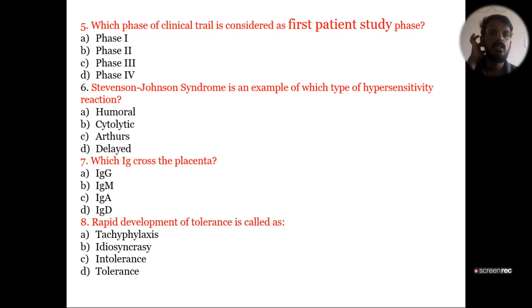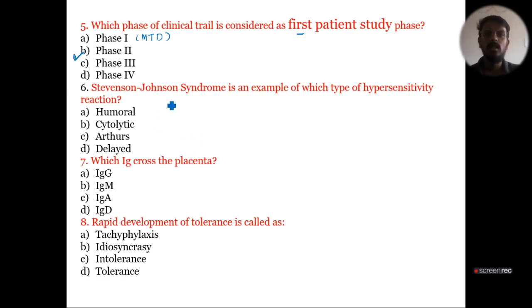Okay, the next question is about clinical trials: which phase of clinical trial is considered the first patient study? Whenever a question asks about the first patient study, it is associated with the first time patients are involved. You know that in phase 1, the first human study, human volunteers are included, except in the case of anti-cancer drugs. Phase 1 is associated with determination of safety, that is, the maximum tolerated dose. Phase 2 is about efficacy.